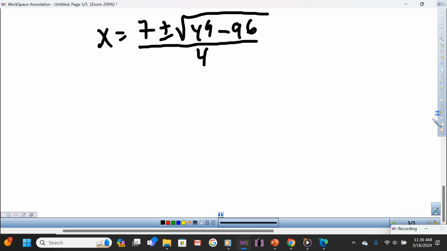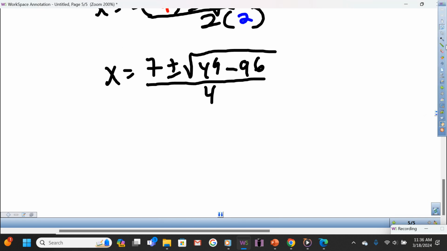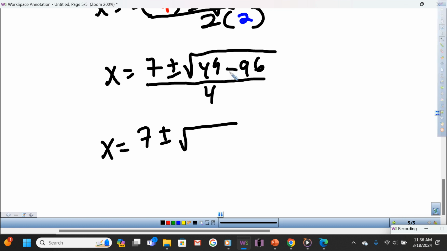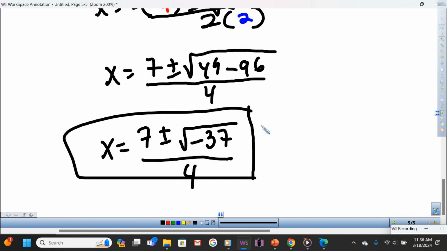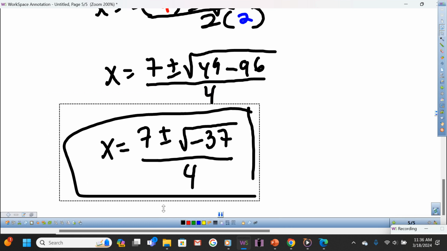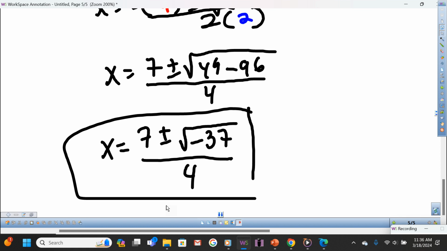And right here you're going to find out why we couldn't do the factoring portion, yeah? Here we go. X equals 7 plus or minus square root. What is 49 minus 96? Negative 37 over 4. Let me stop right there. Tell your neighbor why I stopped right there. And what am I going to write next? Write it! Why did I stop right there?